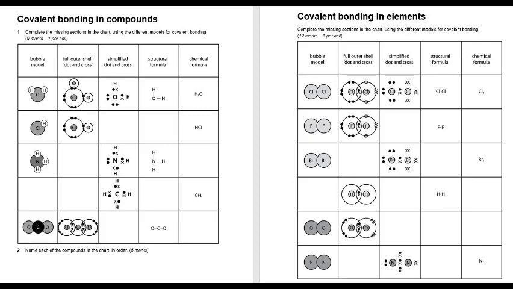Now you should be able to work out the chemical formula for any of those molecules that you don't know by working out how many electrons they'll need to share and thereby working out how they bond together. So there are 2 worksheets for you to try. The first one, number 1, is covalent bonding in compounds. Compounds, remember, are made up of 2 or more different elements. And then the second sheet is covalent bonding in elements. And all of these are made up of only one type of atom, but they covalently bond together to form a molecule. So have a go at all of those.